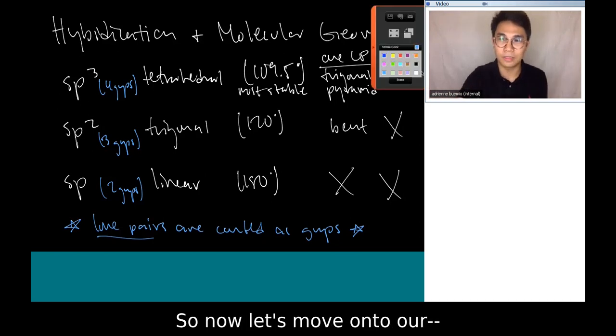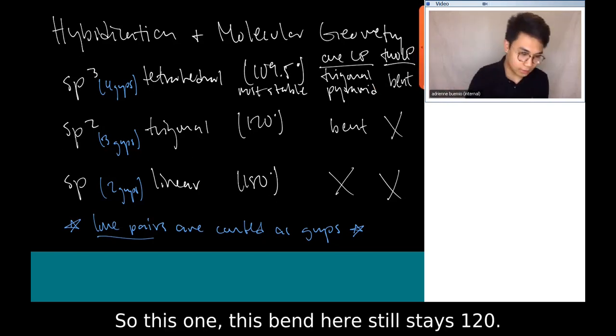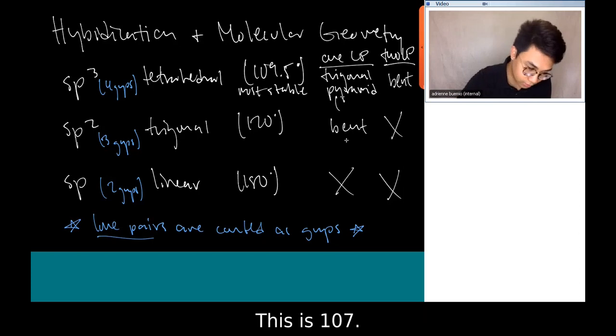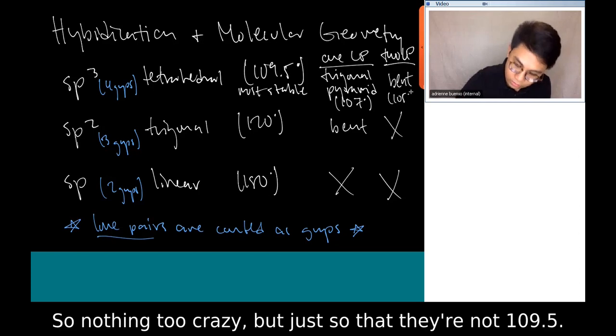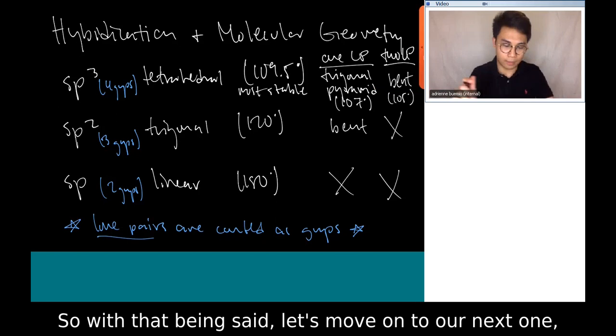So now let's move on to our... actually, this one. Let's wait a second. So this one, this bend here still stays 120, but over here it kind of deviates a little. This is 107. This one and this bend is about 105. So nothing too crazy, but just know that they're not 109.5, right? So with that being said, let's move on to our next one.